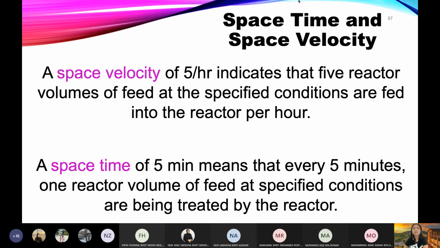Okay, katakan if you calculate your space velocity adalah 5 per hour. Unit dia jadi per time, per hour, per second. Katakan kamu kira space velocity tu kamu dapat 5 per hour. Maksudnya, for every 1 hour, you will actually process 5 reactor volume. Okay, kamu bayangkan tadi yang PFR yang panjang tu kan saya kata dia ambil masa katakan 4 saat untuk merentas.